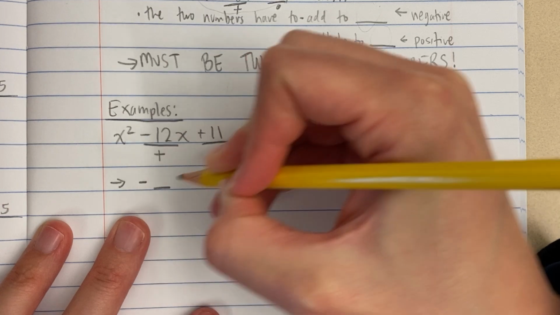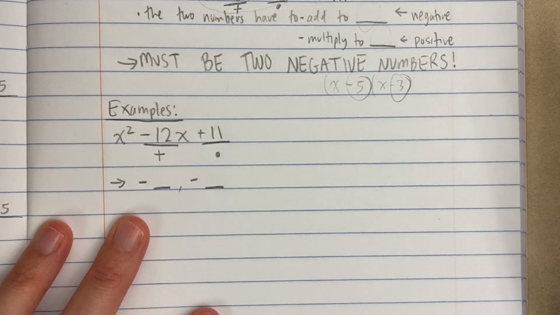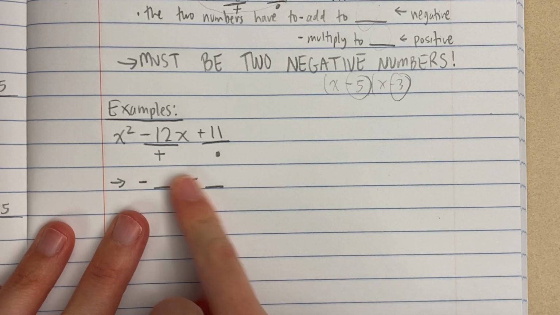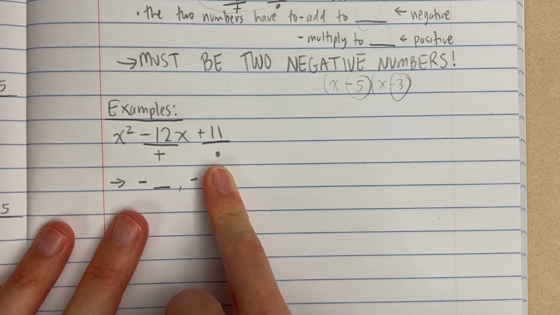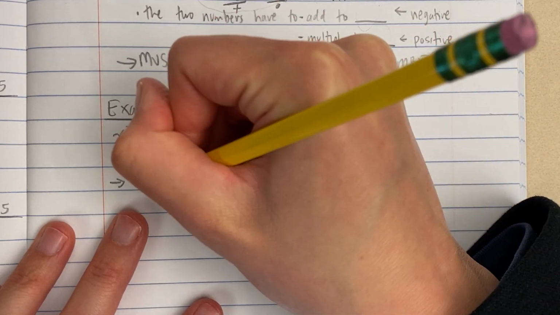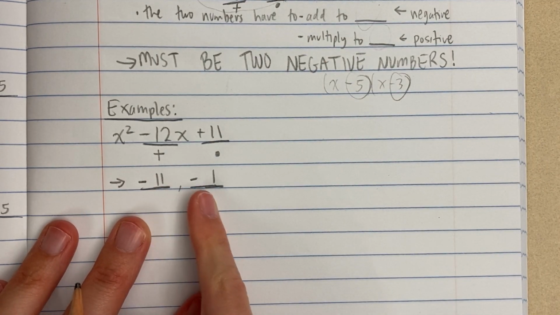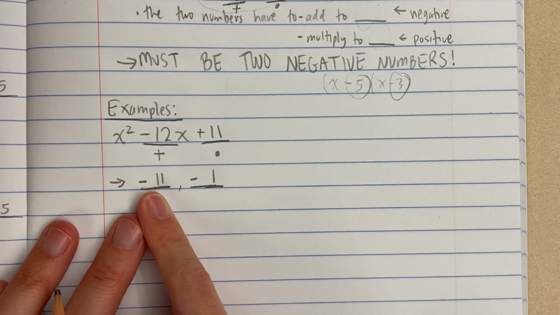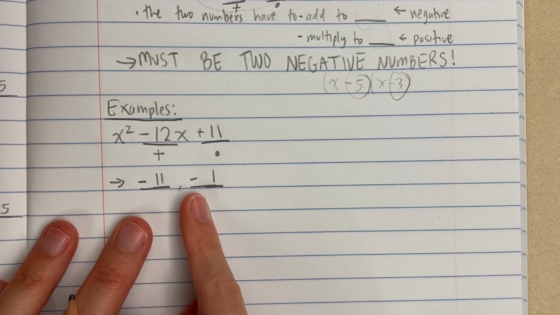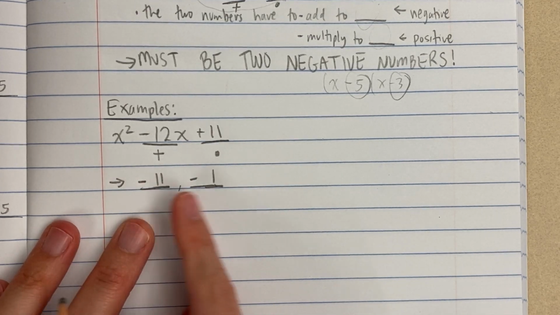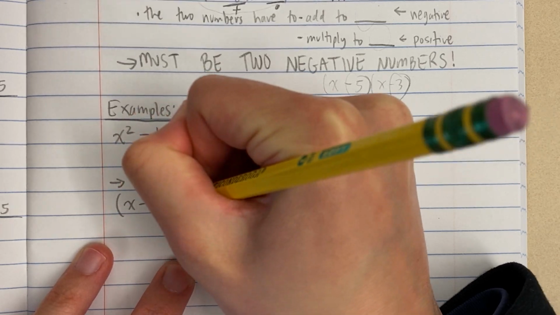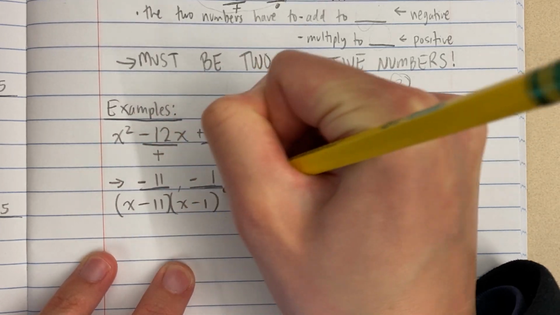I already know it's going to be a negative number and a negative number. So now I can kind of just forget that for a second and say, okay, I'm looking for two numbers that add to 12 and multiply to 11. Well, the only numbers that multiply to 11 are 11 and 1. So -11 and -1 are my two numbers. -11 plus -1 is -12, right? I have 11 holes in my boat, another hole in my boat, that's 12 holes in my boat. -11 times -1, that's negative times negative is positive, 11 times 1 is 11. Okay, so here's my answer. X minus 11, x minus 1.